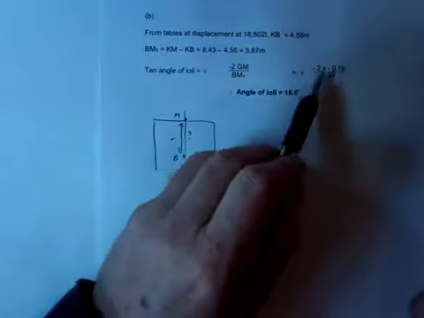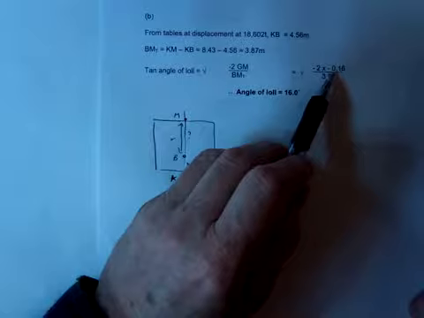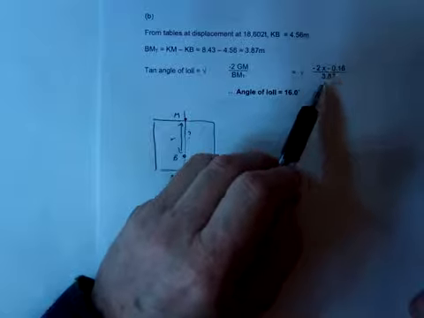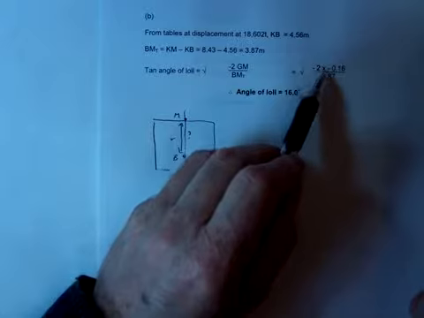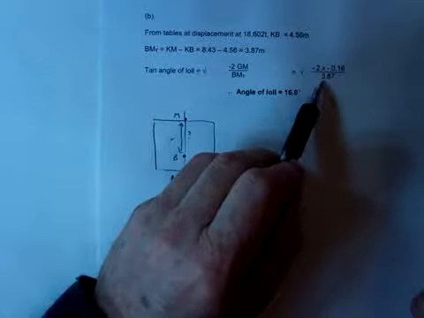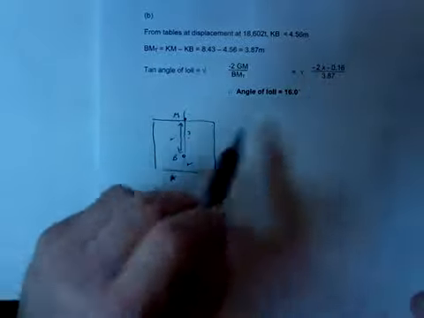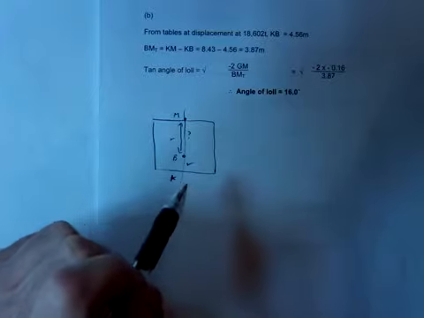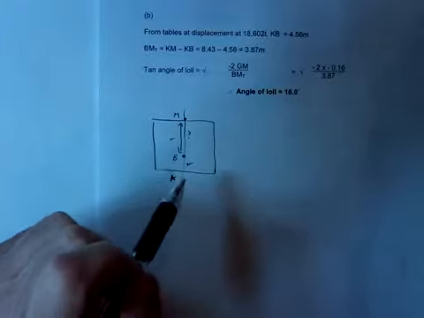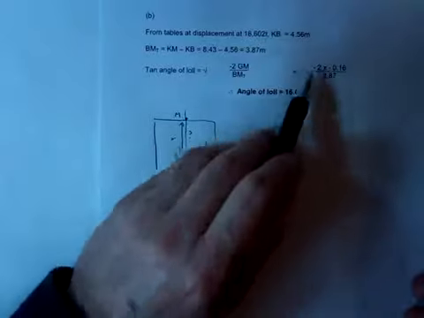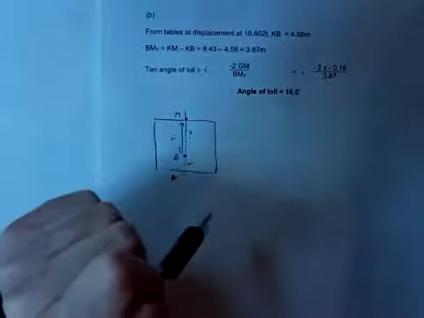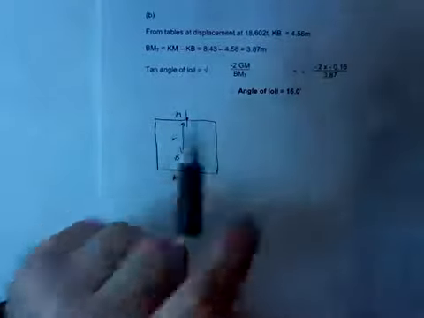So it's minus 2 times 0.16, that's a minus sign of course, both minus signs, that becomes a plus, divided by 3.87, tan theta, and it gives an angle of loll of 16 degrees. Okay, so minus 2 times your GM, two minuses become a plus, therefore the angle of loll is 16 degrees.